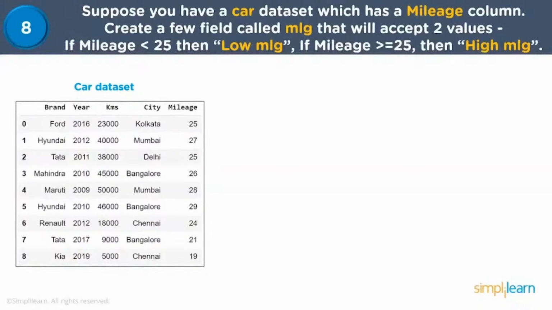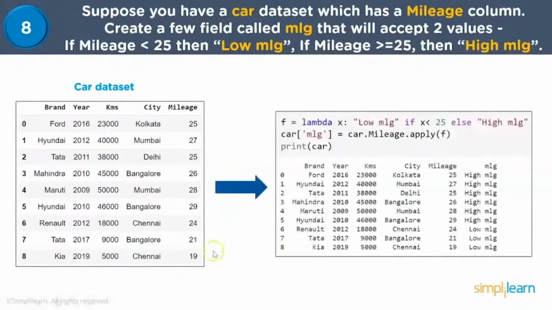So here you can see my data set. It has the brand name, year, kilometers, city, and the mileage column. Now if mileage is less than 25, I'll add the value low MLG to my new column. Else, if mileage is greater than or equal to 25, I'll add high MLG to my new column. So here you can see my final output. Wherever the mileage is less than 25, it should print low MLG, else it should print high MLG. And now let's do this on my Jupyter notebook.